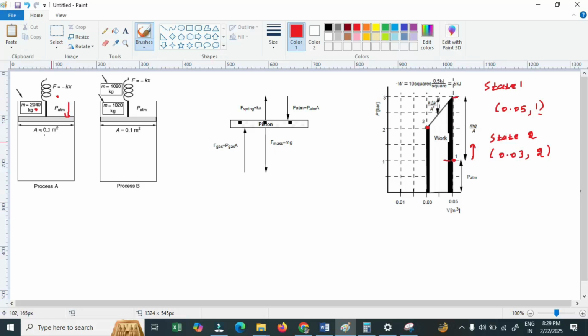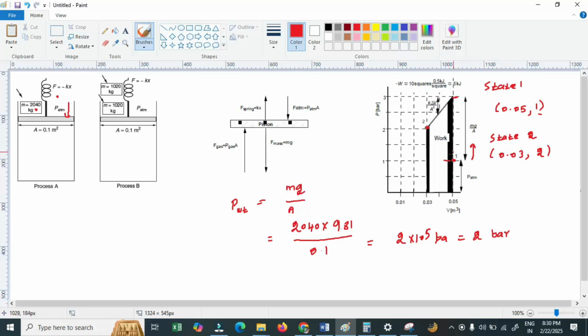What is that pressure? Due to the weight, it is nothing but mg divided by A. Mass into acceleration is the force due to the weight placed on the piston, divided by area, which gives the pressure. What is the pressure? P weight equals 2040 multiplied by 9.81 divided by 0.1. We will get approximately 2 multiplied by 10 power 5 Pascal, which is nothing but 2 bar.